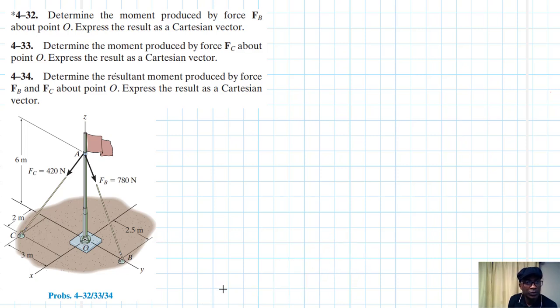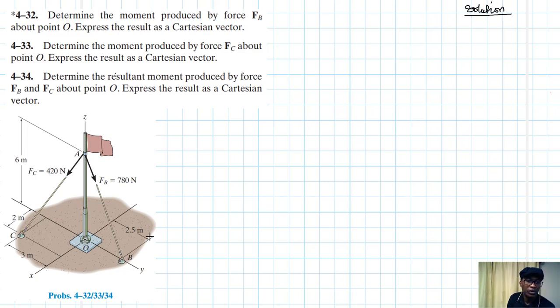Hello, I welcome you all to this another interesting screencast, and the problem reads: determine the moment produced by force B about point O, force C about point O, and force B and C about point O. And we are to express the result as Cartesian vectors. The problem is coming from the engineering mechanics statics textbook.